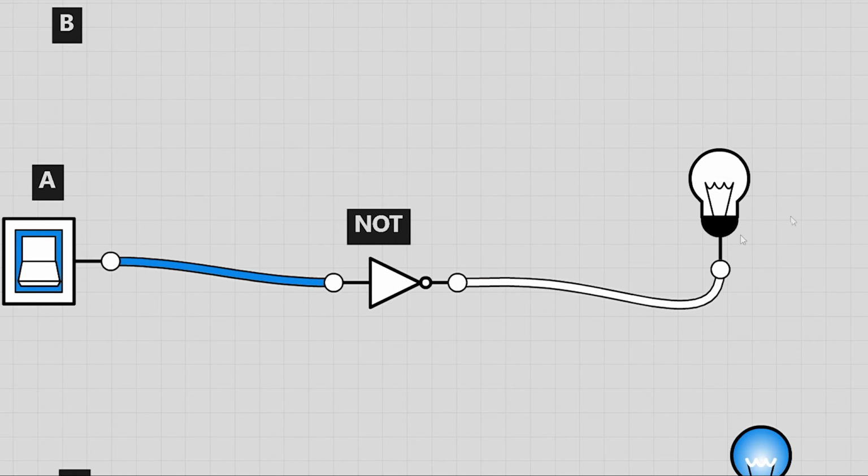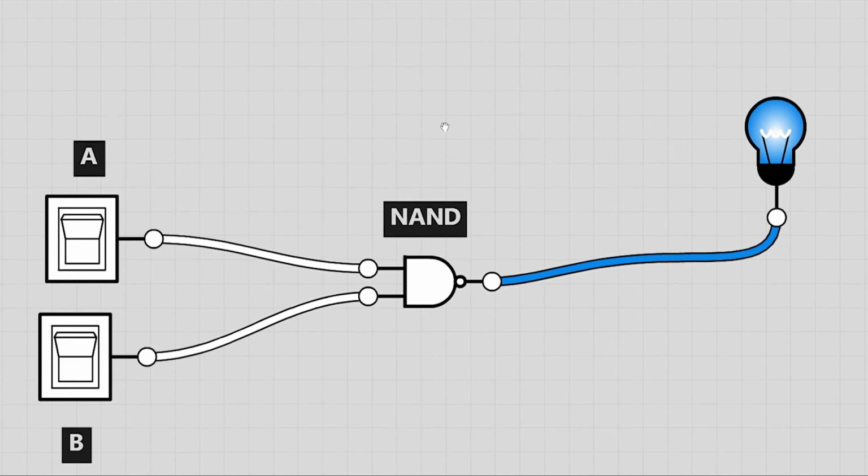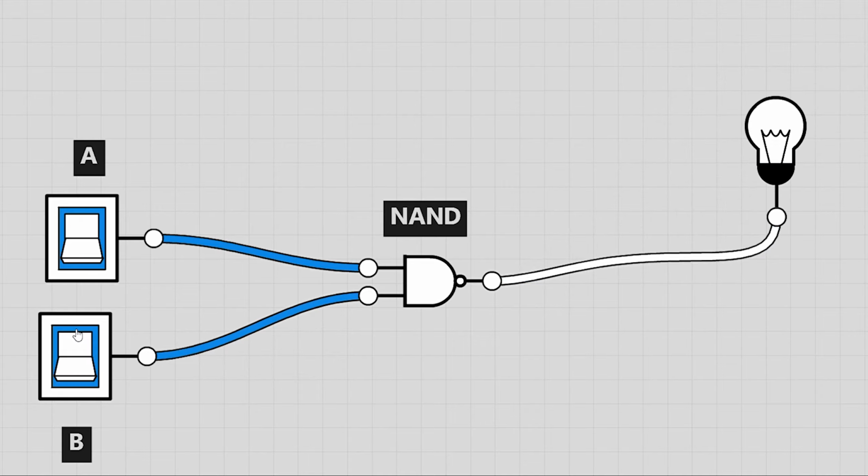When the input is 0, the output is 1, and when the input is 1, the output is 0. Next, we will move on to the NAND gate. When the inputs are 0, the output is 1, and when one input is 1 and the other input is 0, the output is 1. When both the inputs are 1, the output is 0.